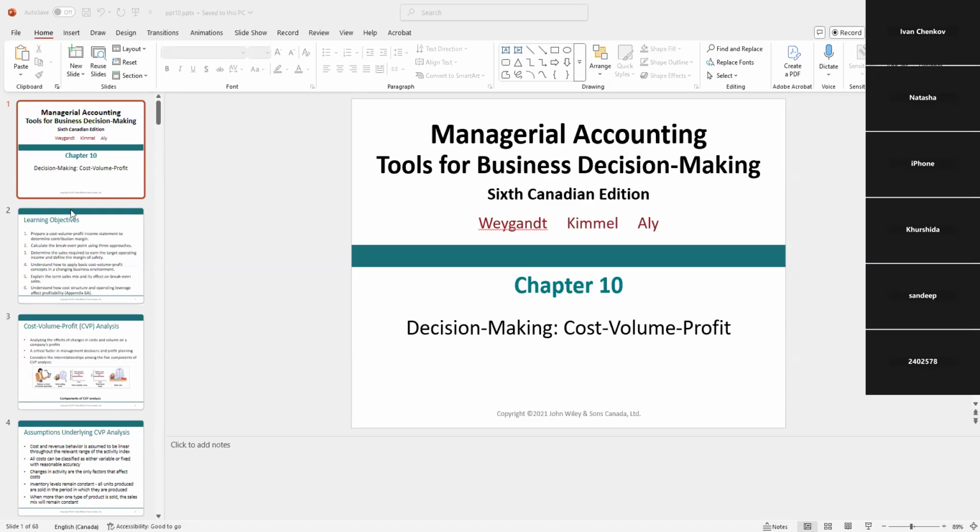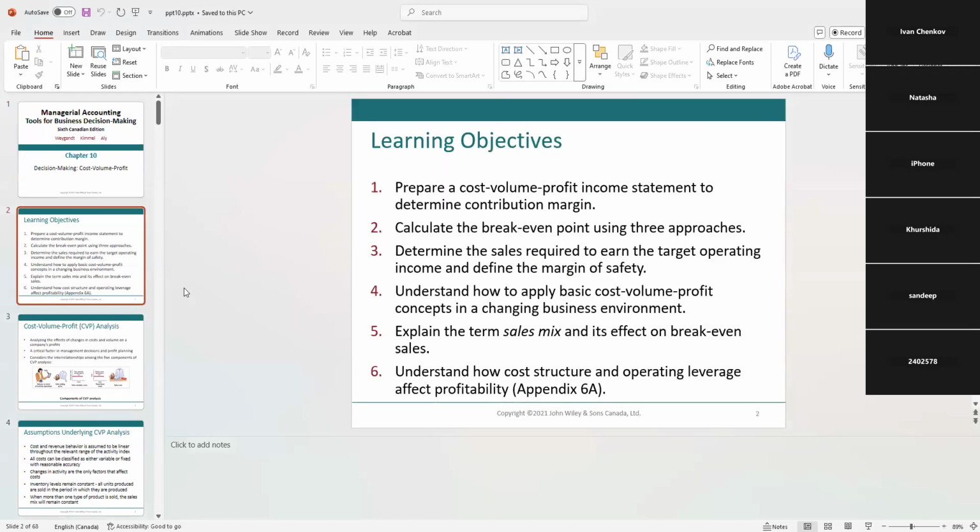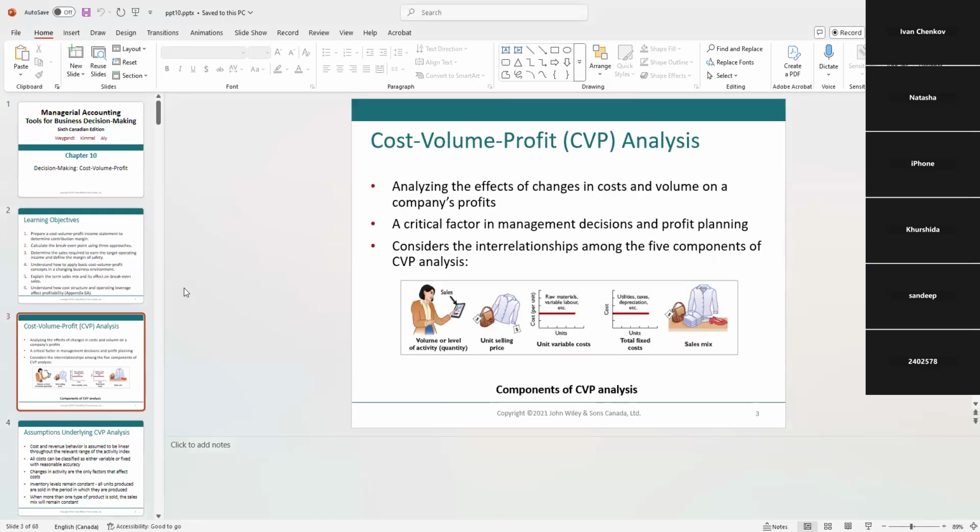What's this about? This cost volume profit analysis obviously is affected. We're going to see what effect there is from the change in the costs and the volume, and once we change those two, how we can affect the company profit. This will be critical for your decision making and for how you can plan your profit in the future.